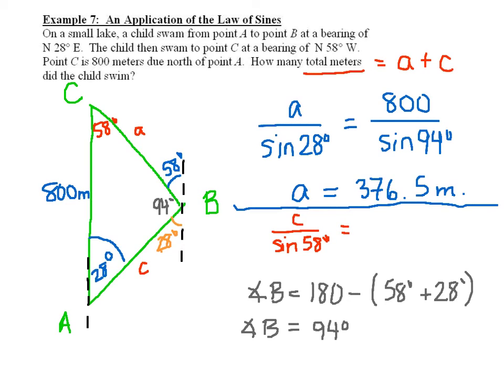So we get the sine of 58 degrees is equal to the 800 over our sine of 94. And we find out that C ends up equaling 680.1 meters.